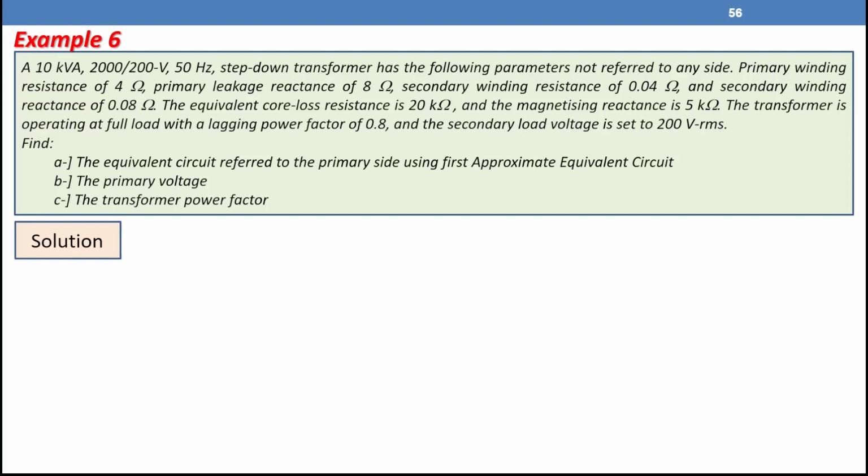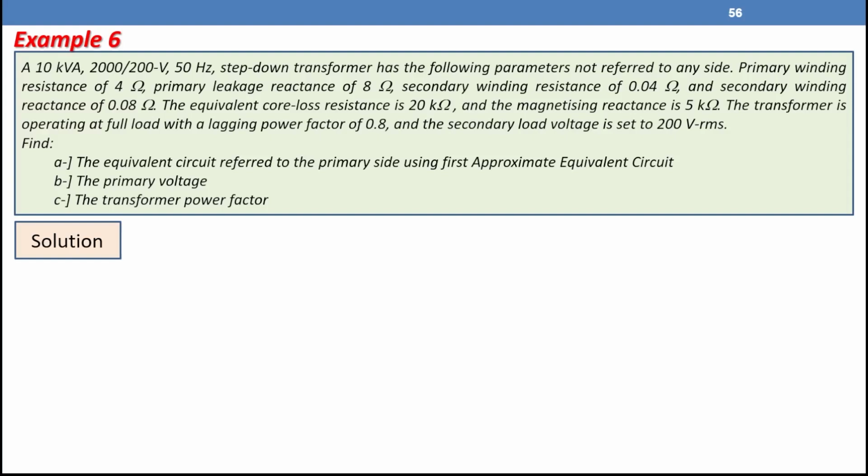We have a 10 kilovolt-ampere, 2000/200 volt, 50 hertz step-down transformer with the following parameters, not referred to any side: 4 ohm primary winding resistance and 8 ohm leakage reactance, and in the secondary, winding resistance of 0.04 ohm and winding reactance of 0.08 ohm. The equivalent core loss resistance is 20 kilo ohm and the magnetizing reactance is 5 kilo ohm. The transformer is operating at full load with a lagging power factor of 0.8, and the secondary load voltage is adjusted to 200 volt RMS.